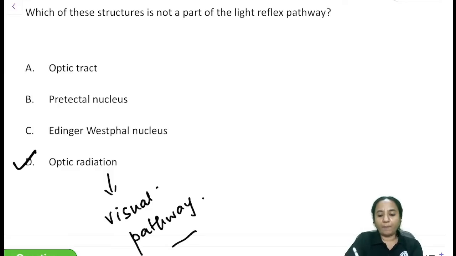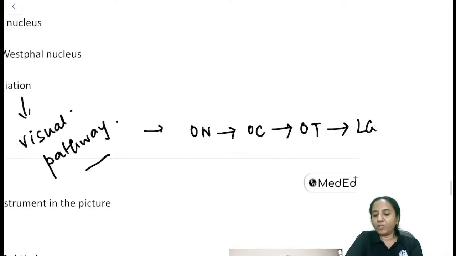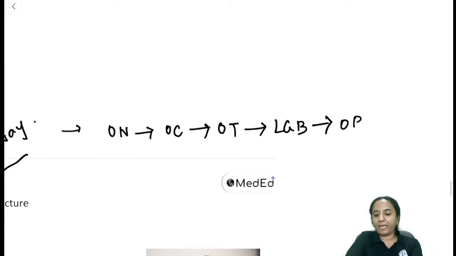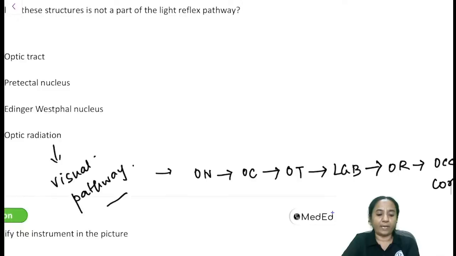Because in the visual pathway, what are the structures? You have the optic nerve, then the optic chiasma, then the optic tract, then the LGB, that is the lateral geniculate body, then the optic radiation, and then the occipital cortex. Right? So this is our visual pathway. Optic nerve, optic chiasma, optic tract, LGB, optic radiation, occipital cortex.